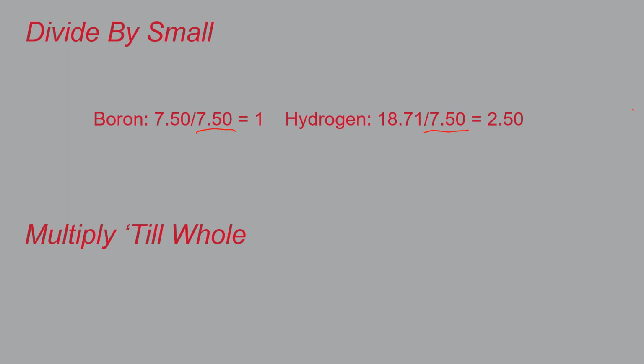Third line, divide by small. So here what you want to do is take whichever one was present in the smaller amount. In this case it was boron with the 7.5 moles. And then divide them all by that amount. So one of them, at least, should end up being 1, and that's the boron.